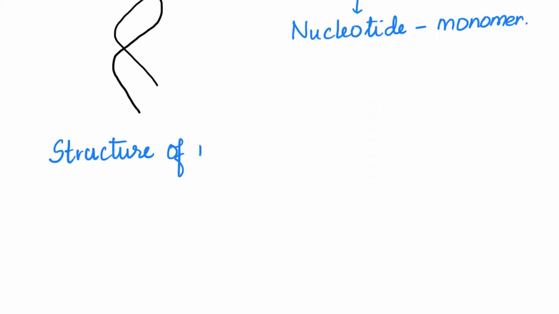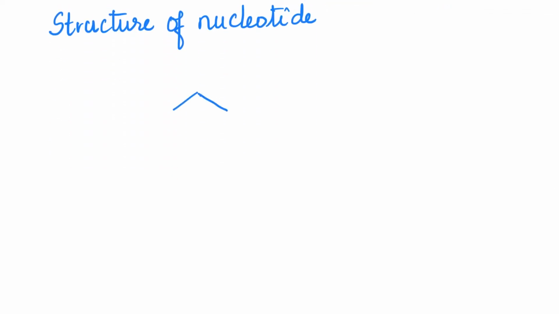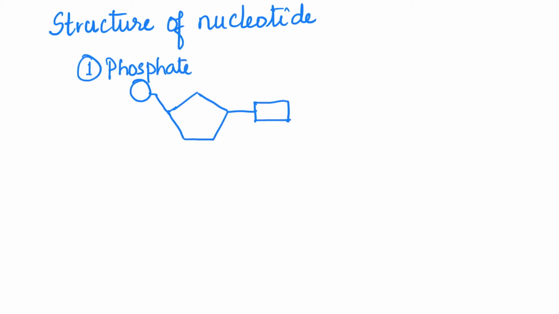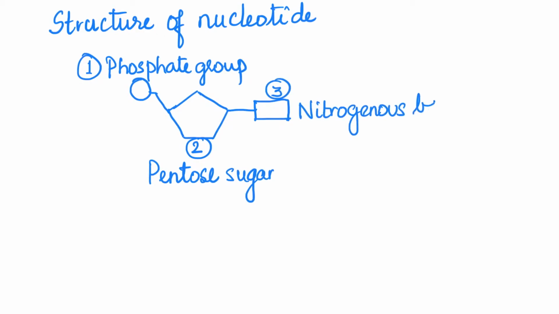Let's see here the structure of one nucleotide. A nucleotide is made up of three distinct parts. The first part here is the phosphate group. Then it has a sugar, that is a pentose sugar, a 5-carbon sugar, and a nitrogenous base. Let's have a look at these three structures.